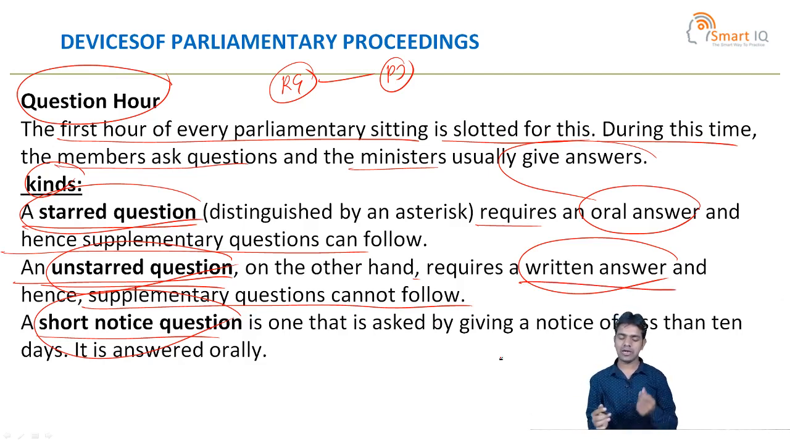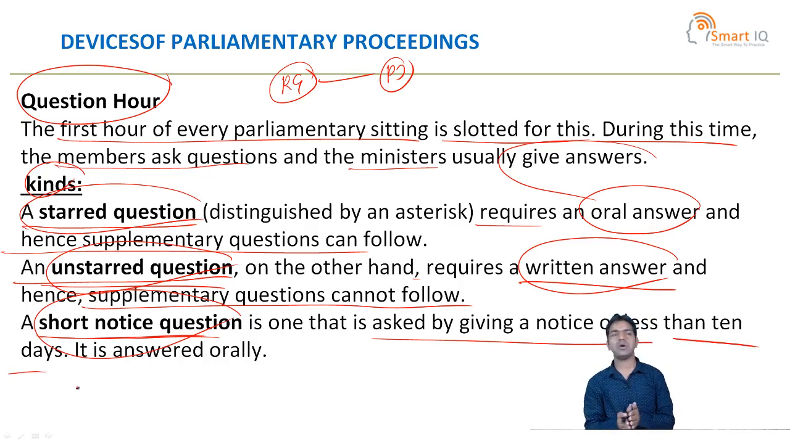And a short notice question is one asked by giving a notice of not less than 10 days. The answer is also given orally. That is called a short notice question. These are the three kinds of questions asked in parliamentary proceedings: starred questions, unstarred questions, and short notice questions.